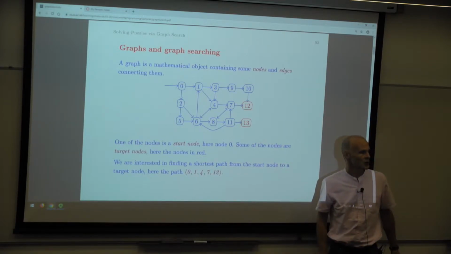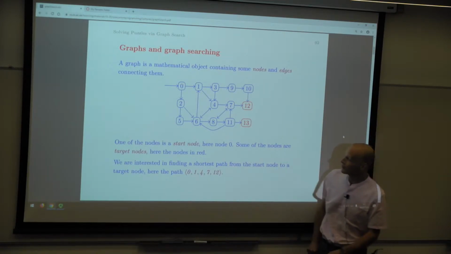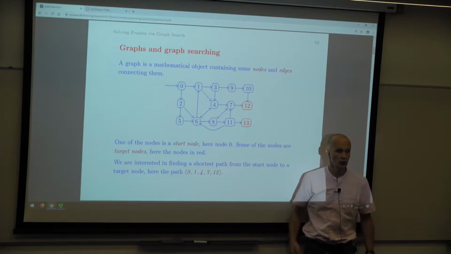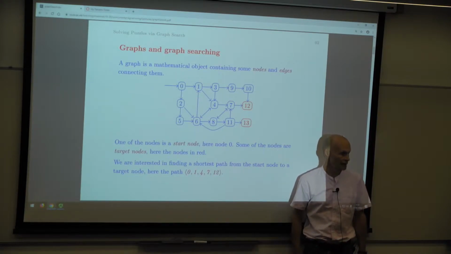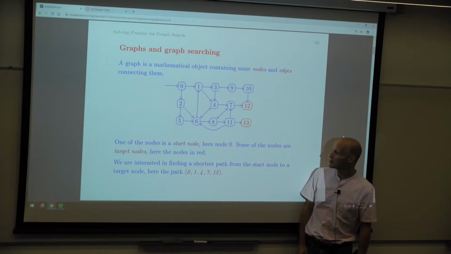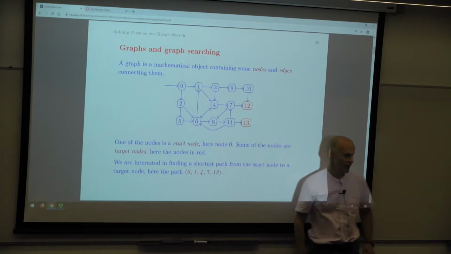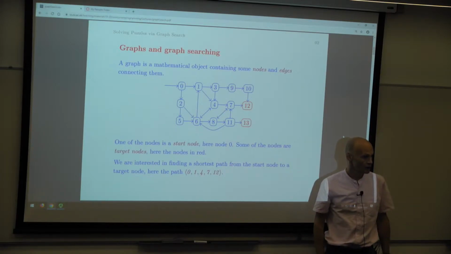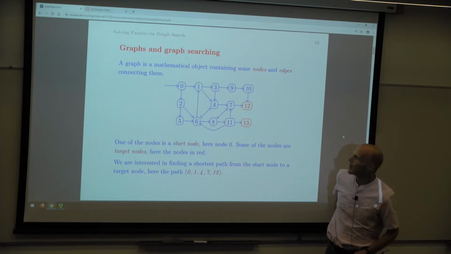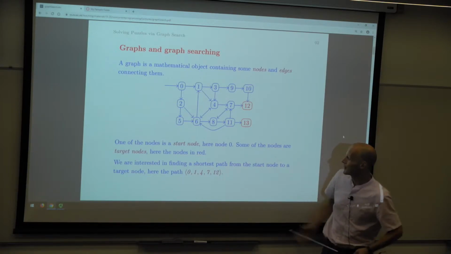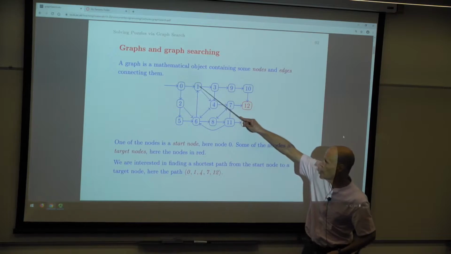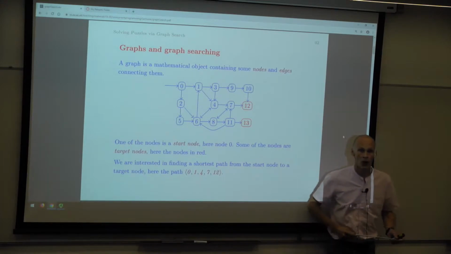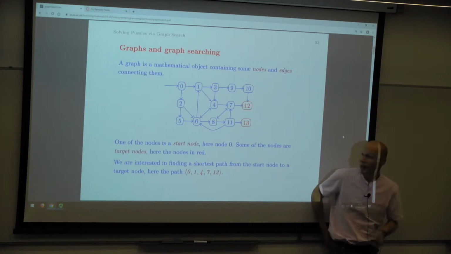In the particular case we're going to be considering, one of the nodes is a start node, in this case node 0. So in the pictures I'm going to represent the start node with an edge coming in from nowhere like there. And some of the nodes are going to be target nodes, here the nodes in red. What we're interested in doing is finding a shortest path from the start node to a target node. So in this case the shortest path is the path 0, 1, 4, 7, 12. That's certainly a path from the start node to a target node, and it turns out to be the shortest path.